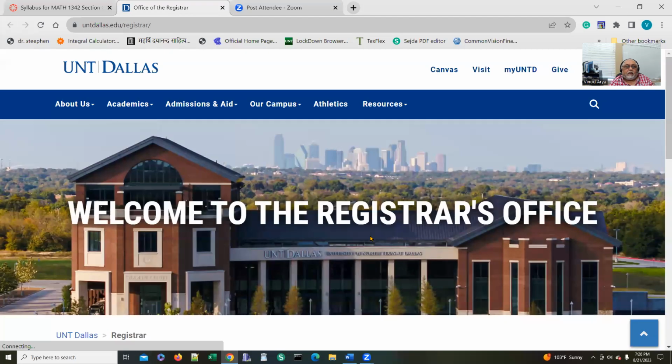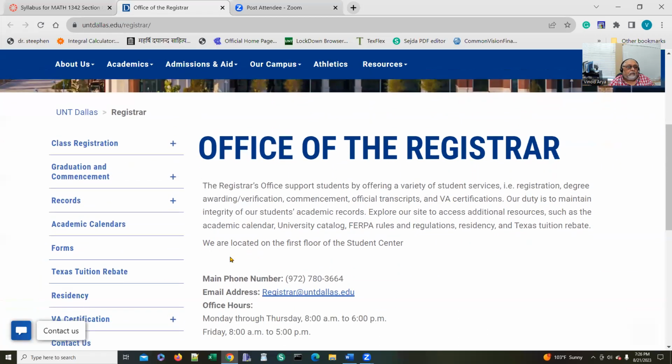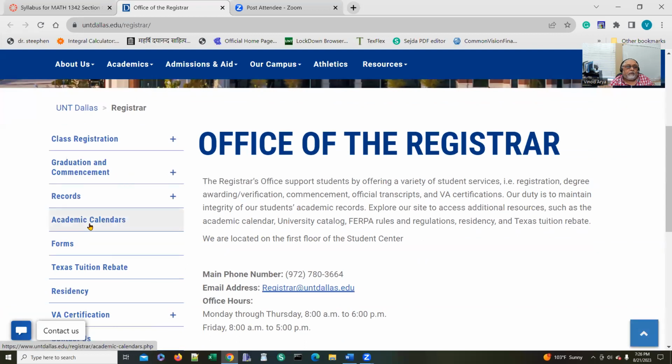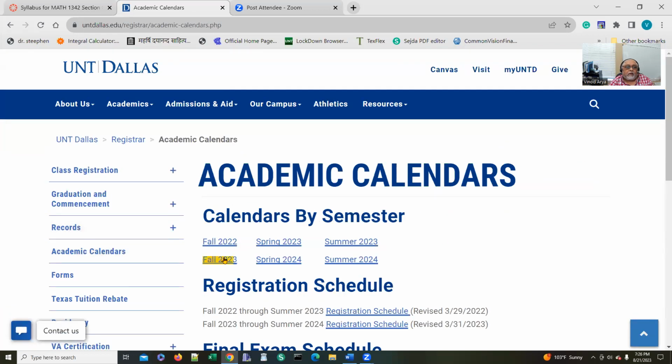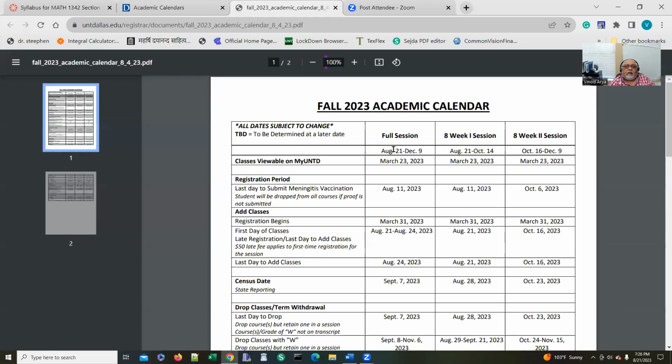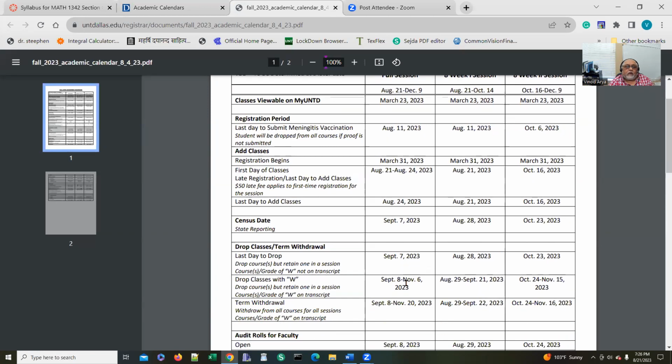So you can go to this website, and if you click on academic calendars, here you can see fall 2023, and here is a complete list. We have full session, so this column applies to us. And we can find out whatever important dates you want to look for. They are all listed here.